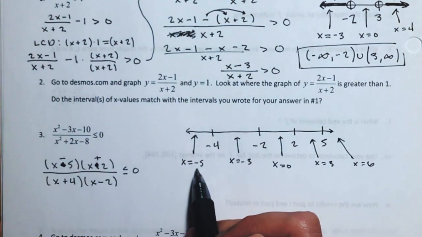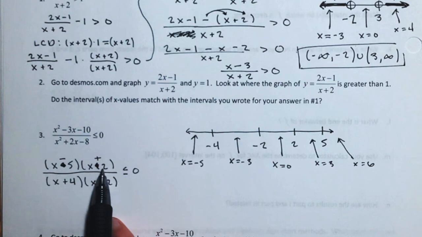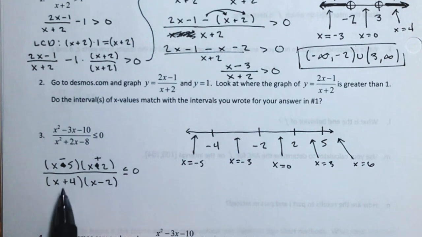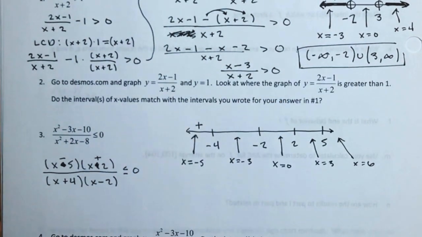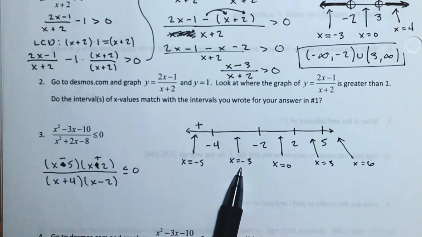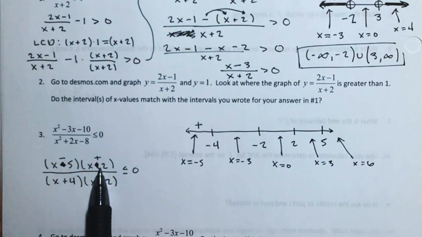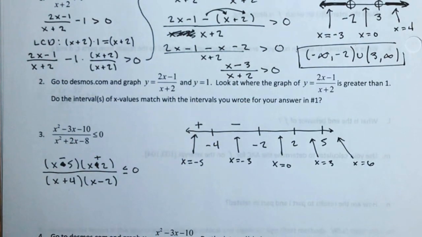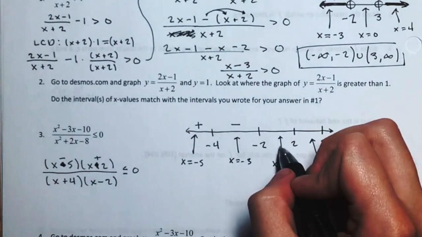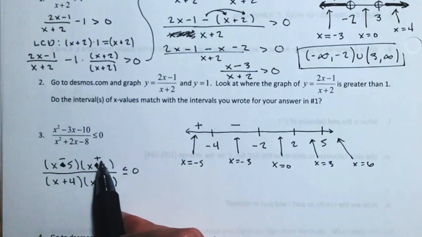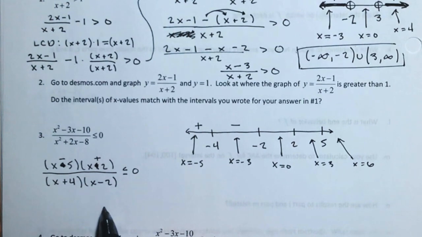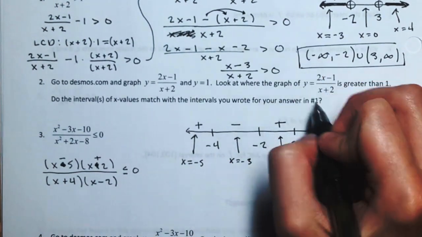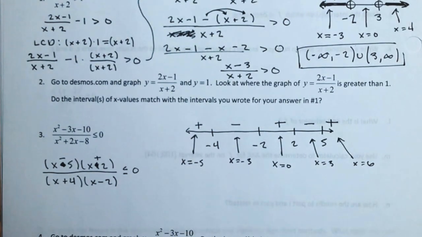Well, if we test negative 5, we get negative times a negative times a negative times a negative. So 4 negatives is positive, right? An even number of negatives is positive. If I test negative 3, I get negative, negative, positive, negative. So that's 3 negatives. So that's a negative, right? Odd number of negatives is a negative. If I test 0, I get negative, positive, positive, negative. So 2 negatives. So we get positive. And if I do the same thing for these guys, I get negative, positive.